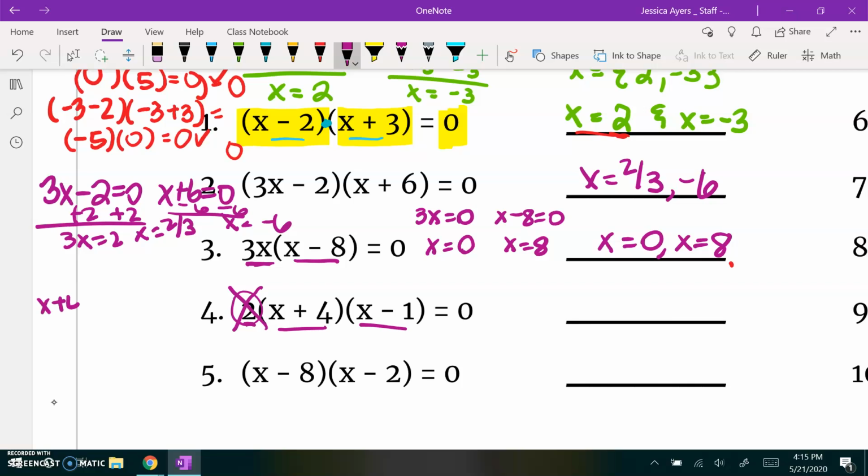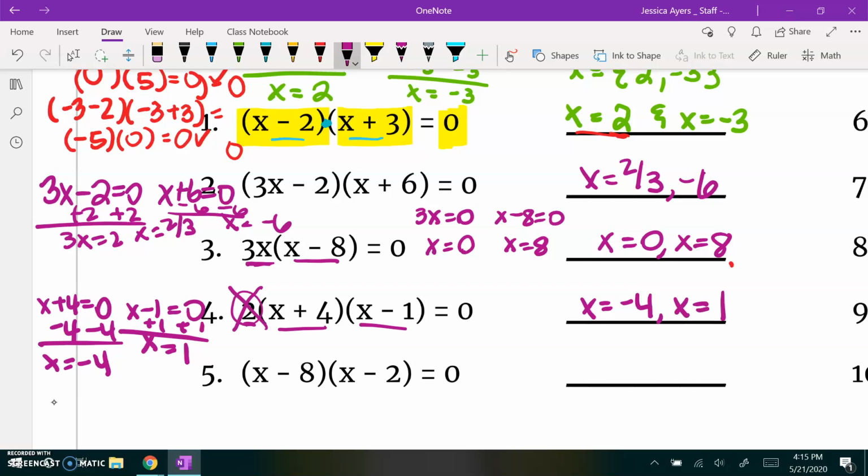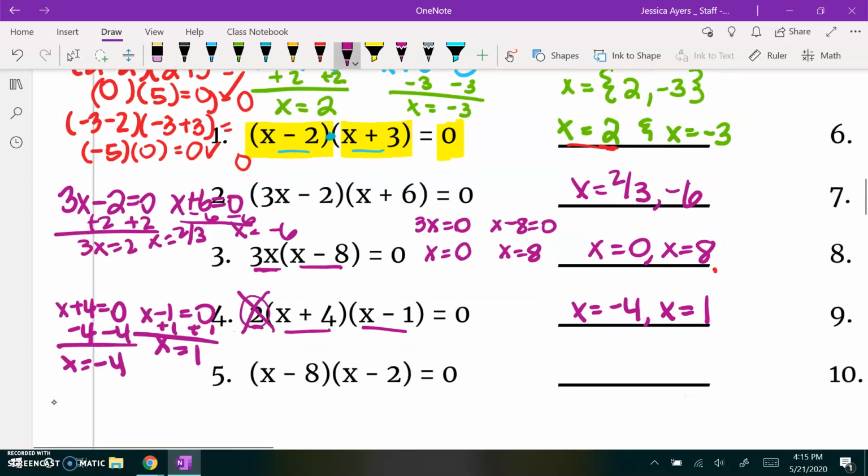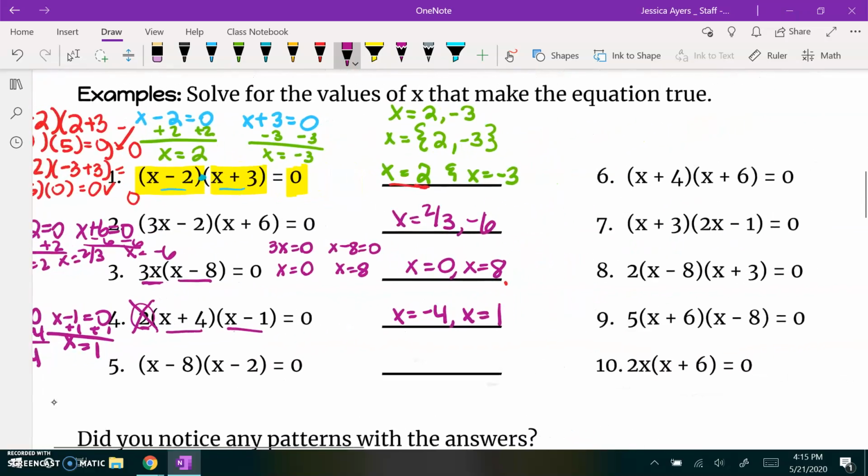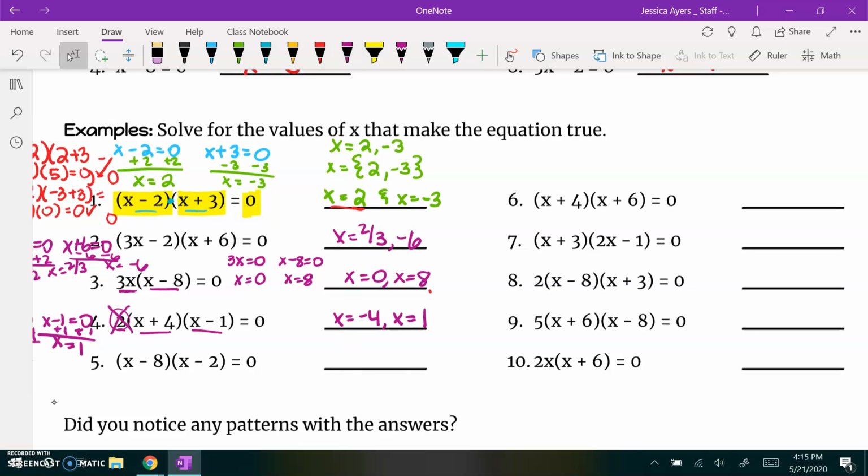So we'll have x plus 4 equals 0, x minus 1 equals 0. Subtracting the 4, x equals -4, and adding the 1, x equals 1. So x is equal to -4, and x is equal to 1. When it's factored, it's very easy. Go ahead, take a couple minutes and find your x values for the rest of these 6 problems, and then check back for your answers.